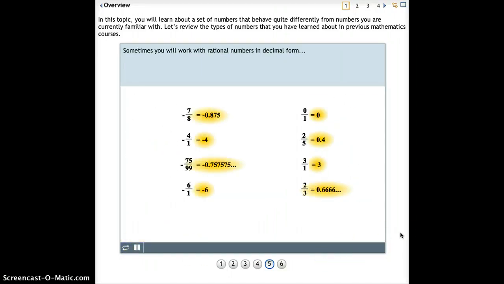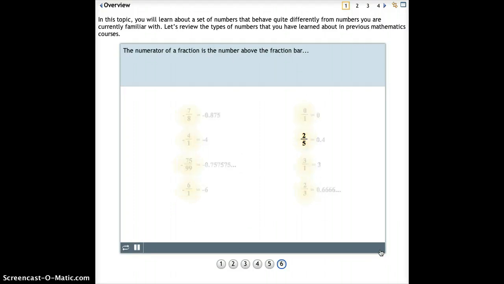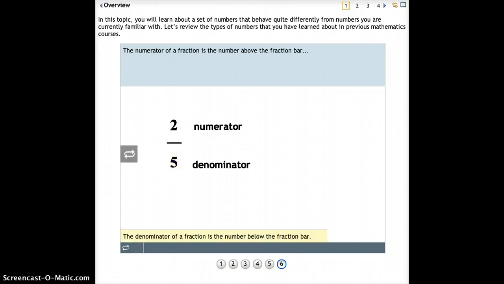Sometimes you'll work with rational numbers in decimal form. Other times you'll work with rational numbers in the form of a fraction. Let's think about some fraction terminology. The numerator of a fraction is the number above the fraction bar, while the denominator of a fraction is the number below the fraction bar.